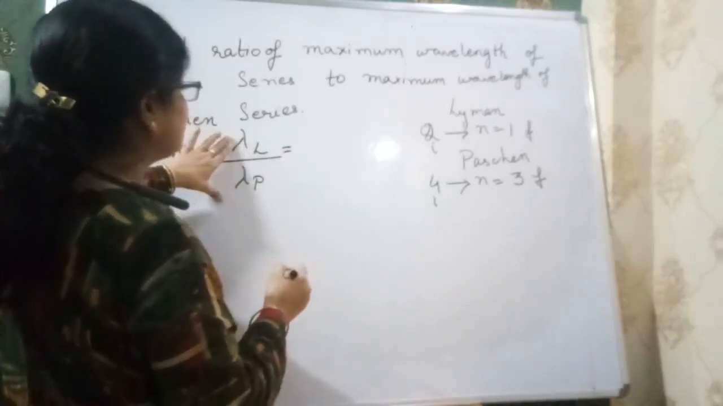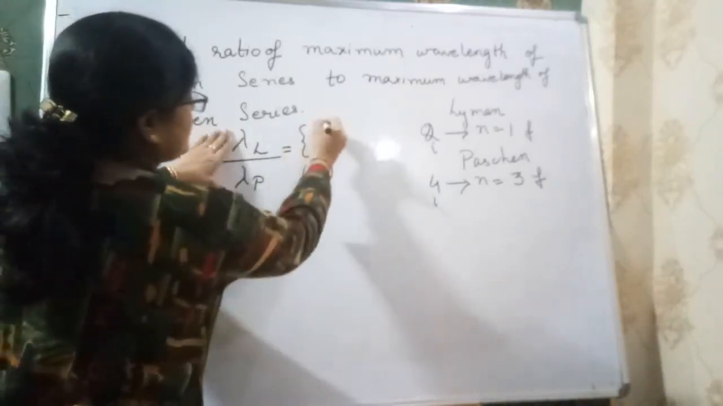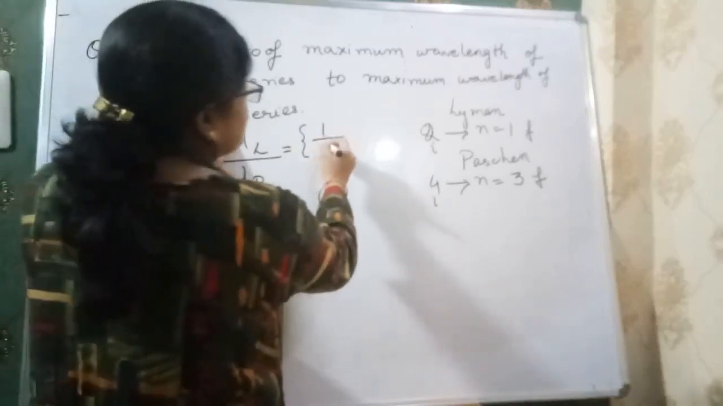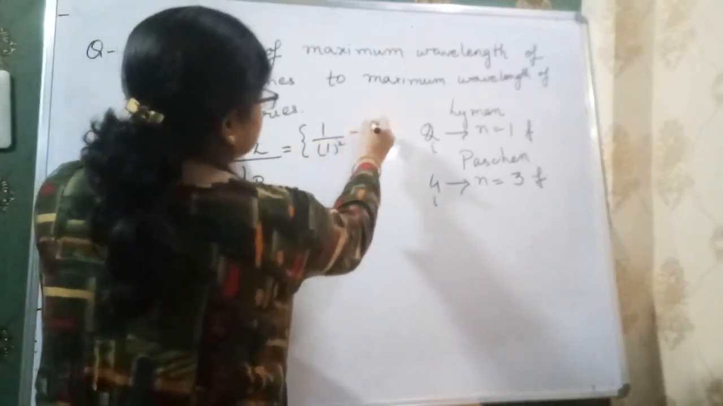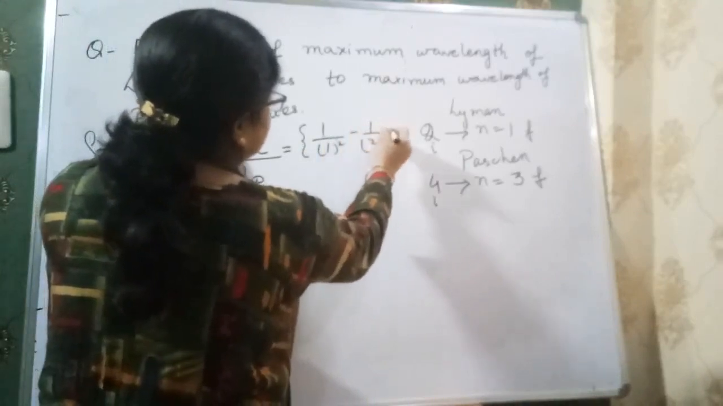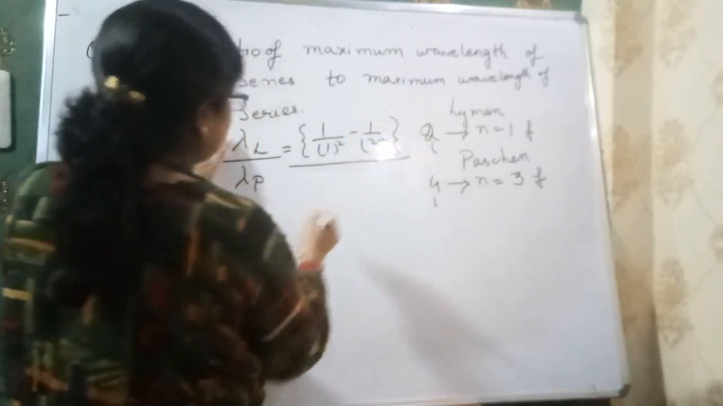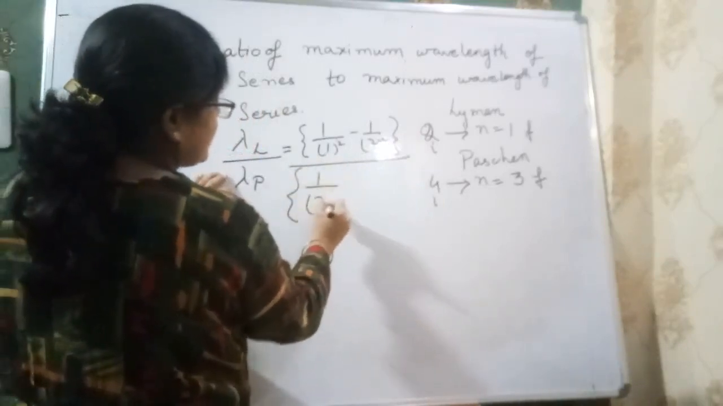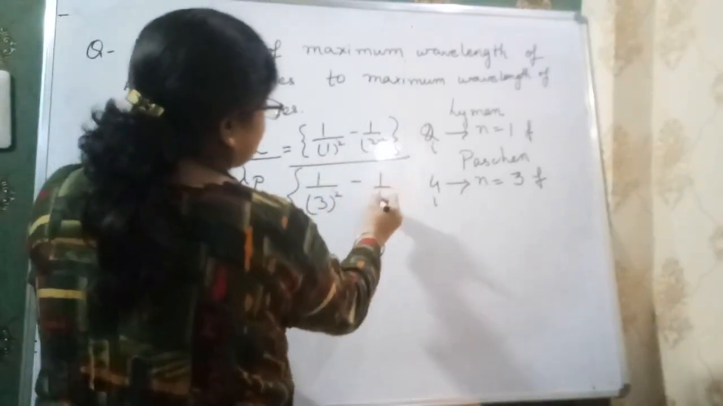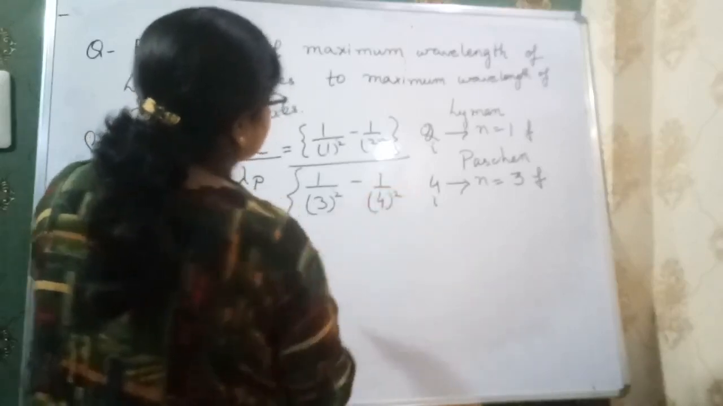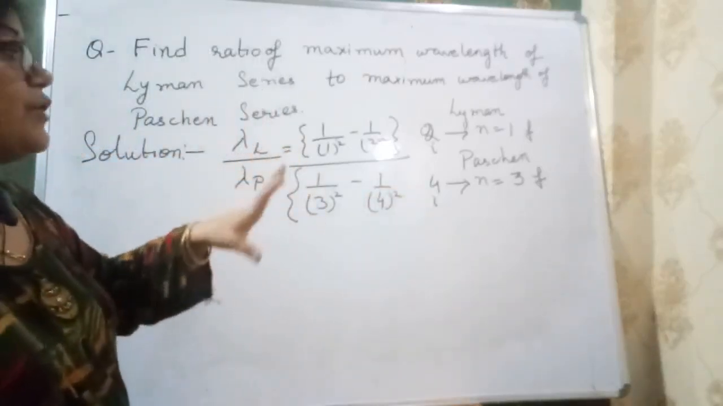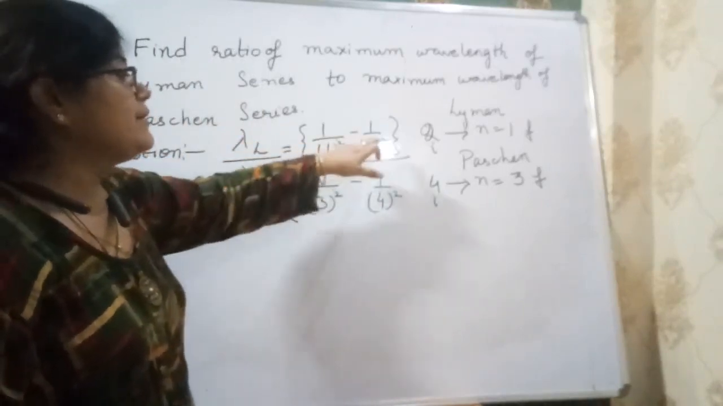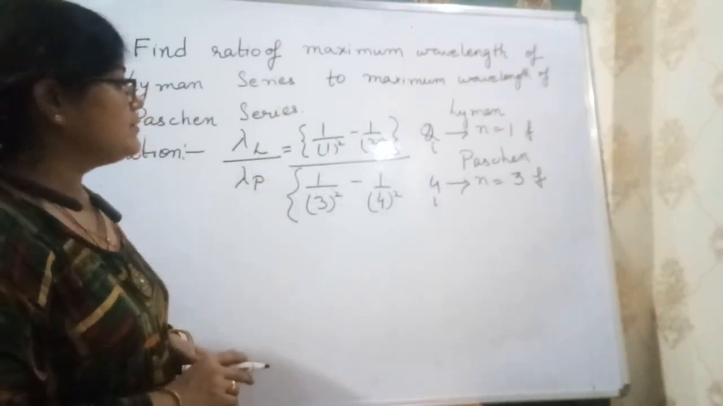In case of the Lyman series, we have the ratio 1 by 1 square minus 1 by 2 square. And here in Paschen we have 1 by 3 square minus 1 by 4 square. Clear? Or you can easily remember: the lower digit must be there and then the higher digit.